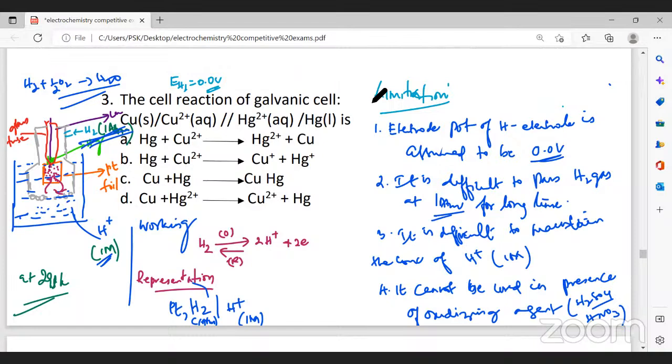These are the limitations of the hydrogen electrode. They can ask you the limitations of the hydrogen electrode itself for 2 marks. All right. So I've given you the 4 limitations or demerits of the hydrogen electrode.